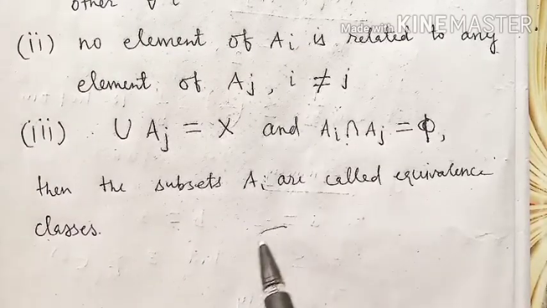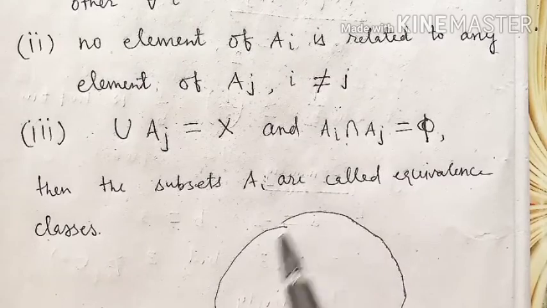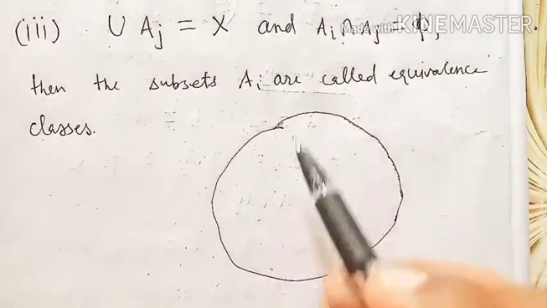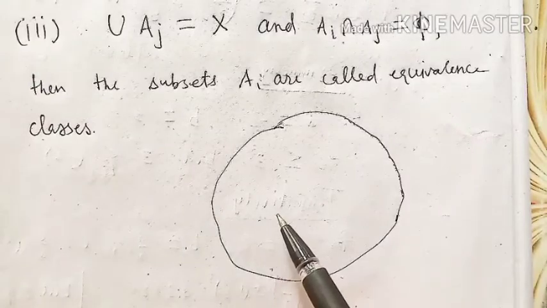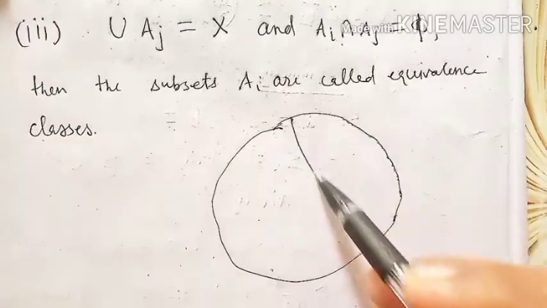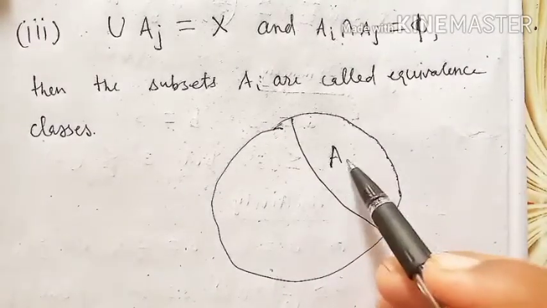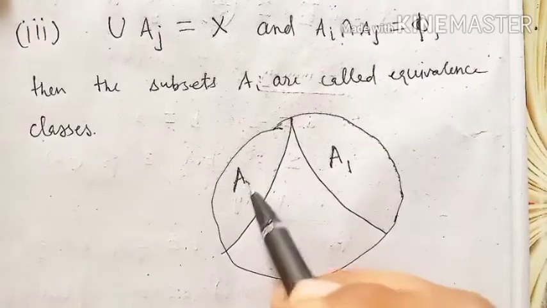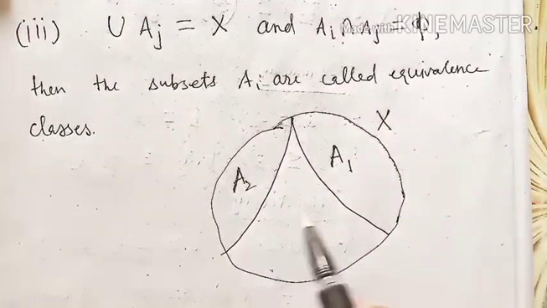Let us understand it pictorially. Suppose you have a set X, and on X there is an equivalence relation R. Then R divides this X into mutually disjoint subsets. This is our X.